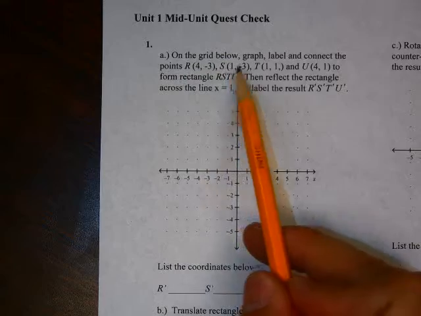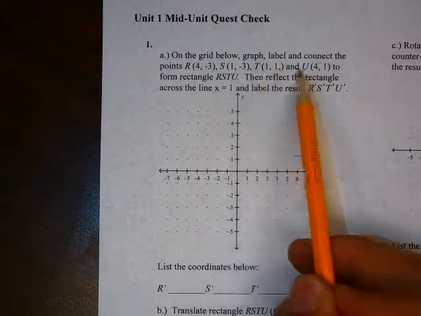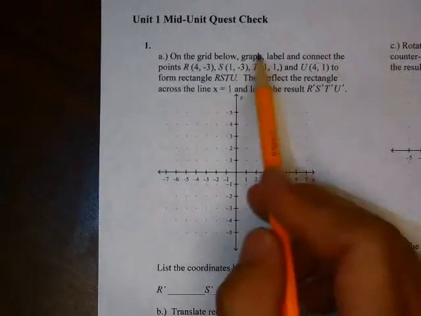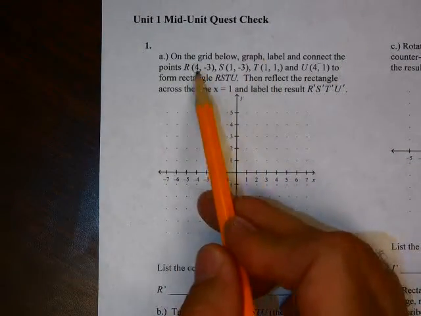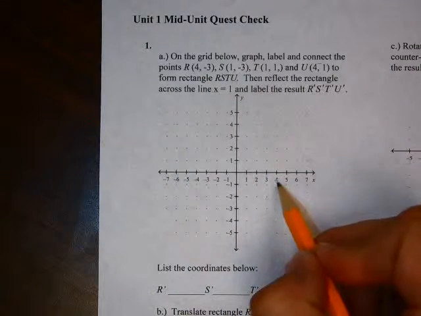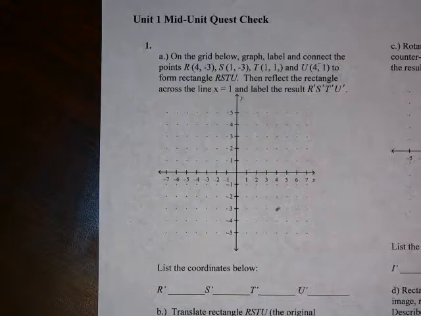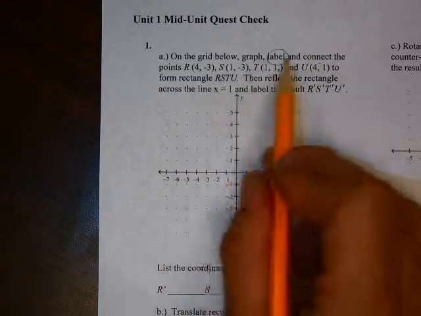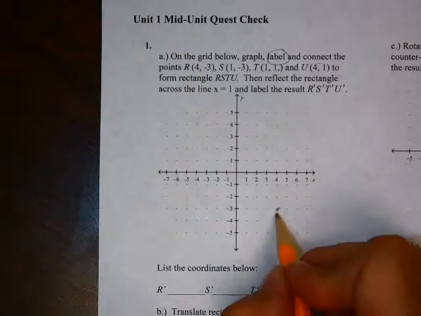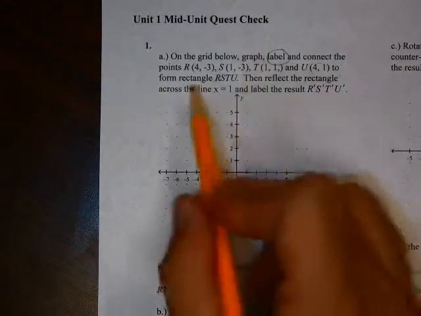It says, on the grid below, graph, label, and connect the points R, S, T, and U. To graph them, we're just going to go ahead with the old school Algebra 1 graphing. R is at 4, -3. Now, a lot of people will just go ahead and graph the points right away. But remember, it said to label these points. By label, they mean use these letters as soon as you graph them. You want it, and this becomes very important later on.